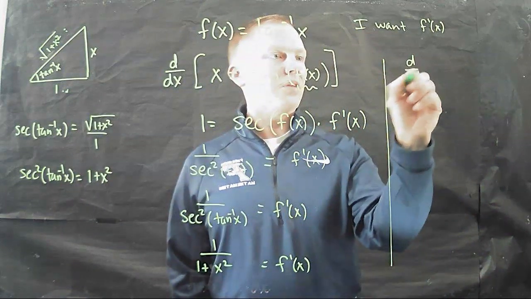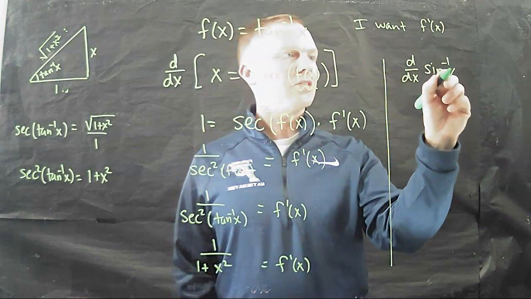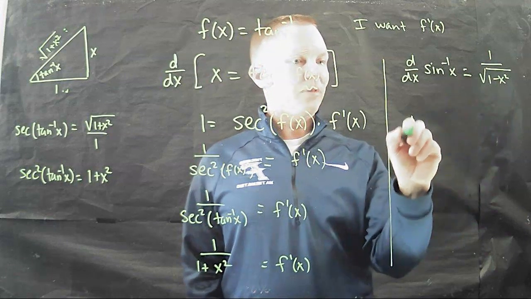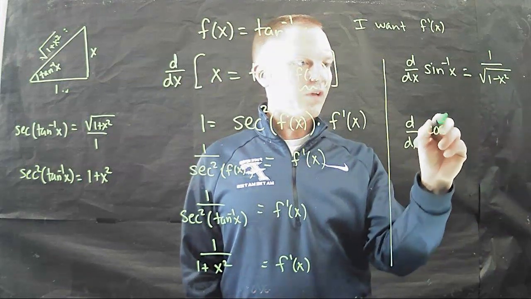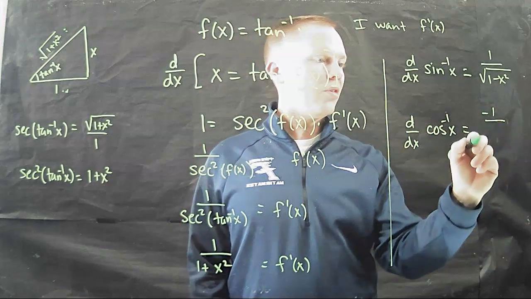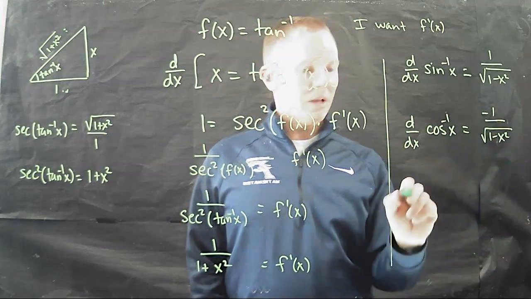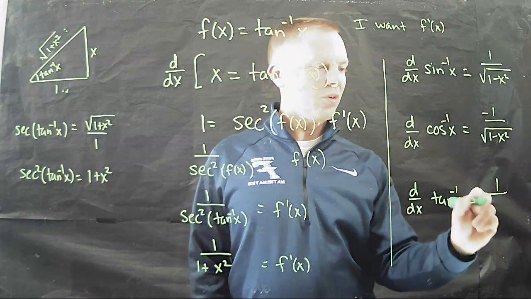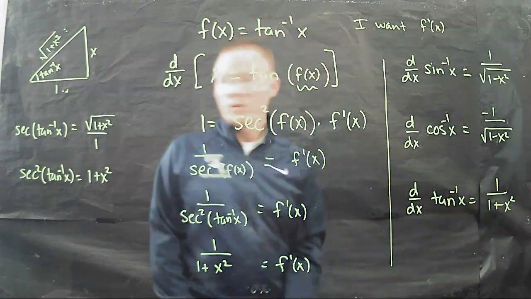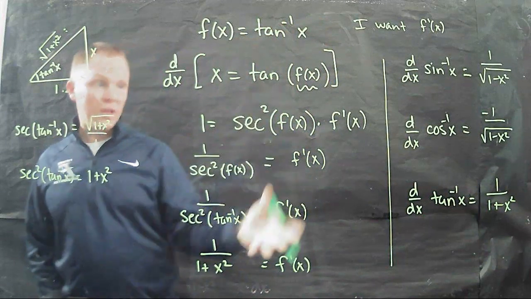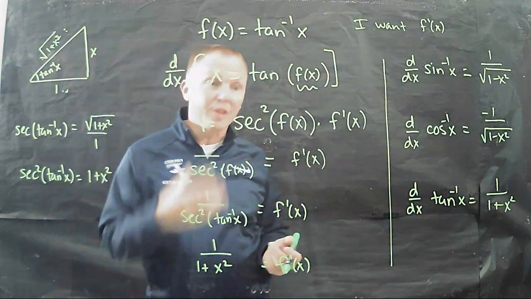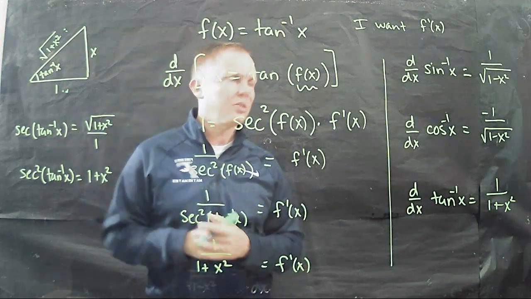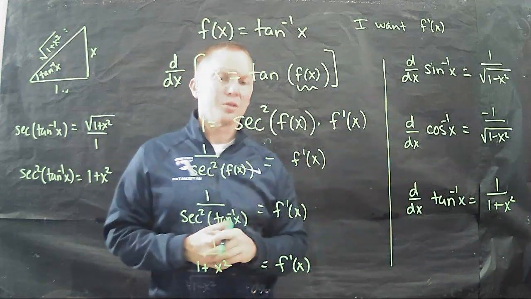So we have the derivative of inverse sine of x is 1 over the square root of 1 minus x squared. We have the derivative of the inverse cosine of x is negative 1 over the square root of 1 minus x squared. And we have the derivative of the inverse tangent of x as 1 over 1 plus x squared. Okay? So you're probably going to need to memorize those three at some point. I might have you derive the other three, inverse secant, inverse cosecant, inverse cotangent, just for fun and practice. But you probably want to memorize those three.